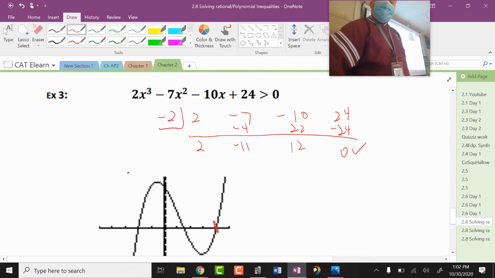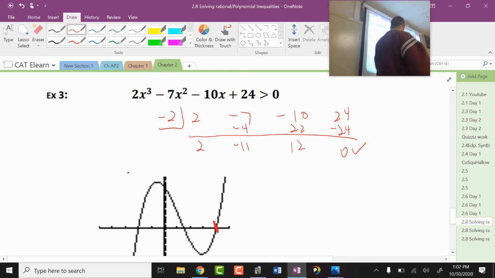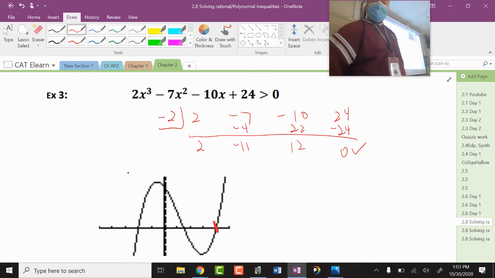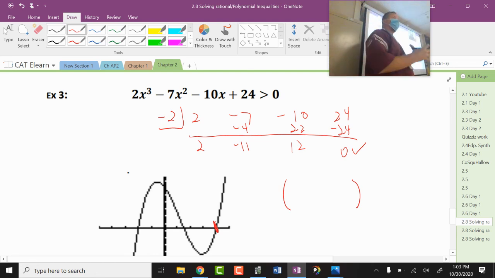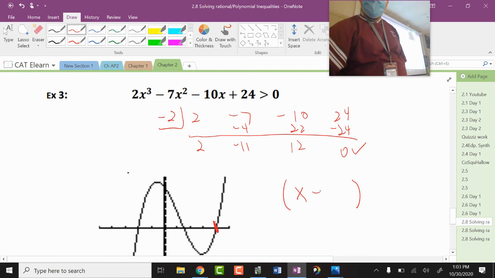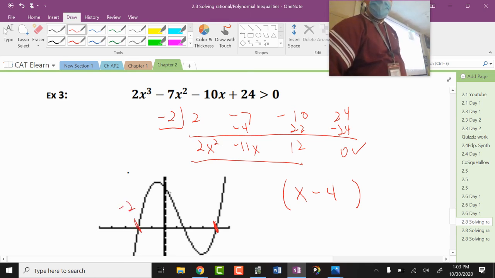What's this look like? What number does that look like right there? 4. What does that mean as a factor? If 4 is a 0, what's the factor? Like if 4 is a 0, then it's... See, here's what I'm doing. I'm actually helping you factor this. Because I already took out that -2, which would be x plus 2. And now that that's out, I can factor this depressed polynomial.